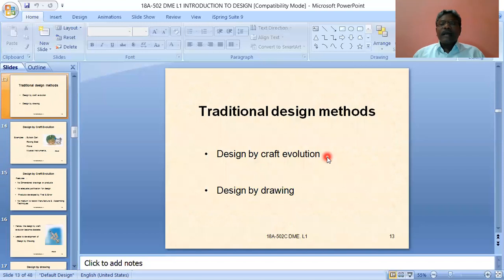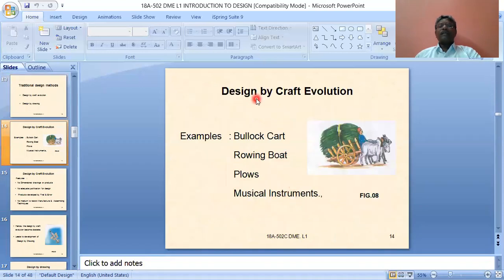Now in the design, what are the design methods? Here traditional design methods are mainly design by craft evaluation and design by drawing. These are the two methods for design. Now here in this case, design by craft evaluation, just like in our villages, bullock carts, rowing boats, plows, and musical instruments also developed by craft evaluation.